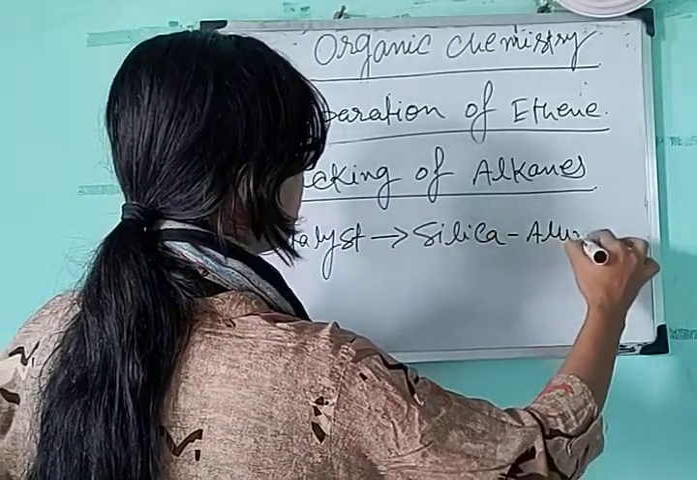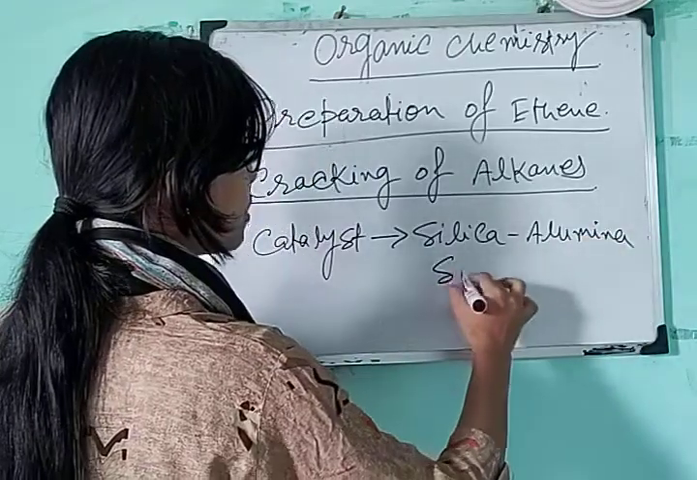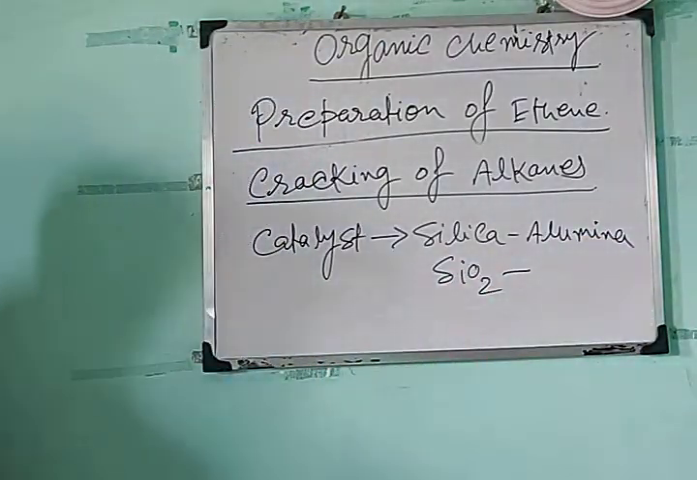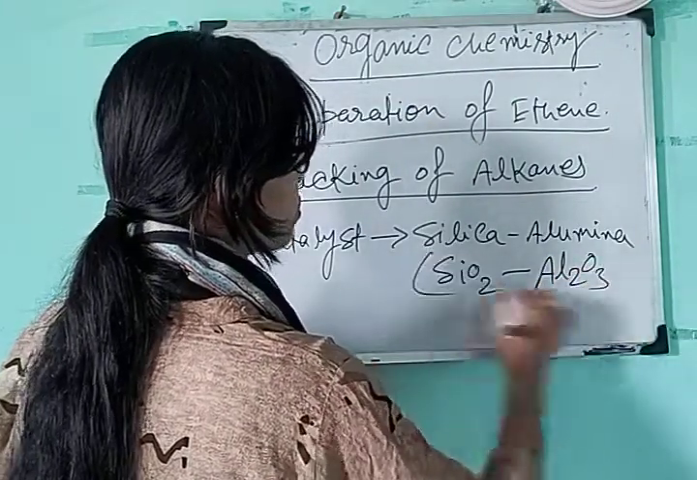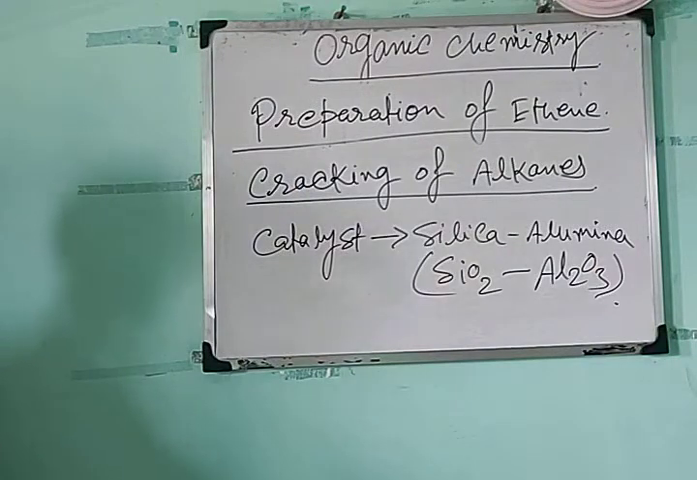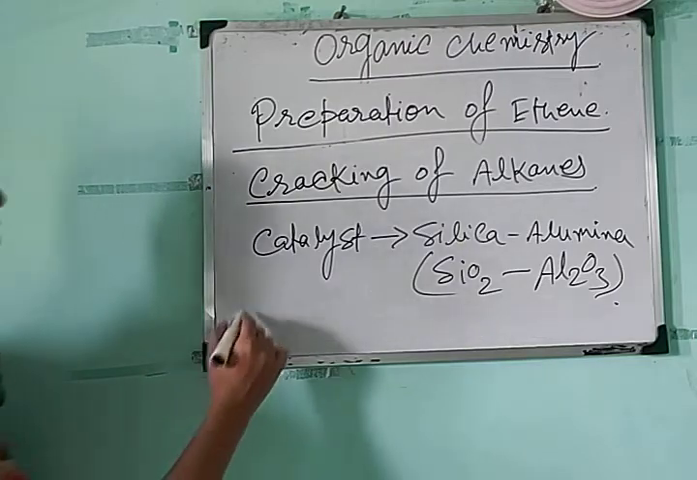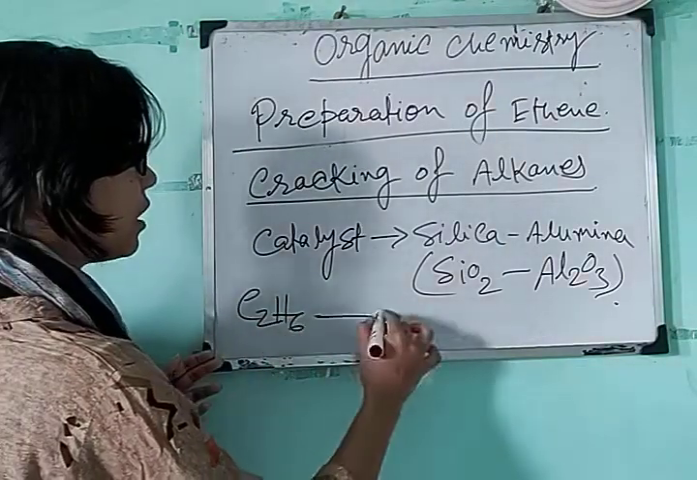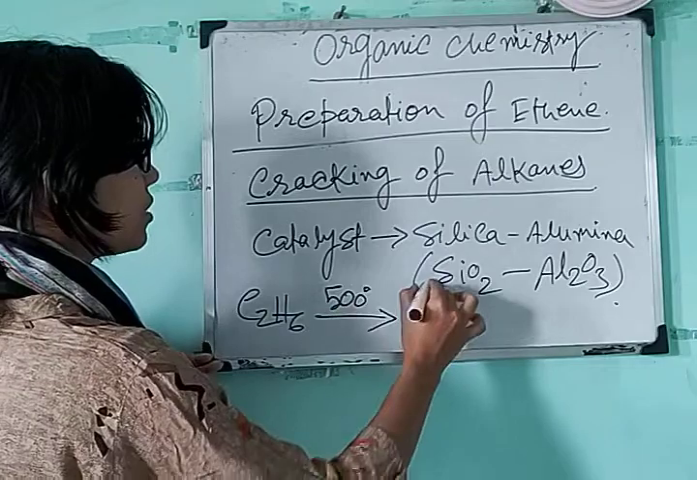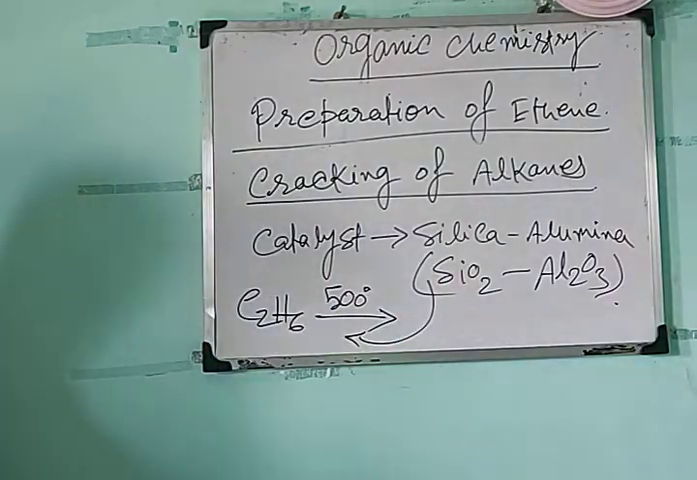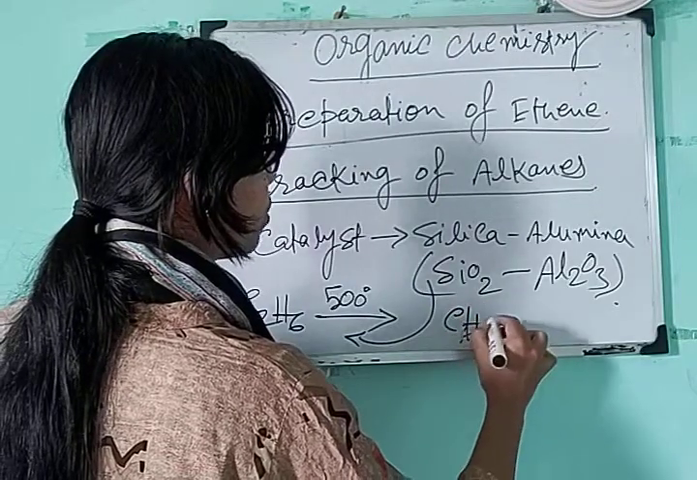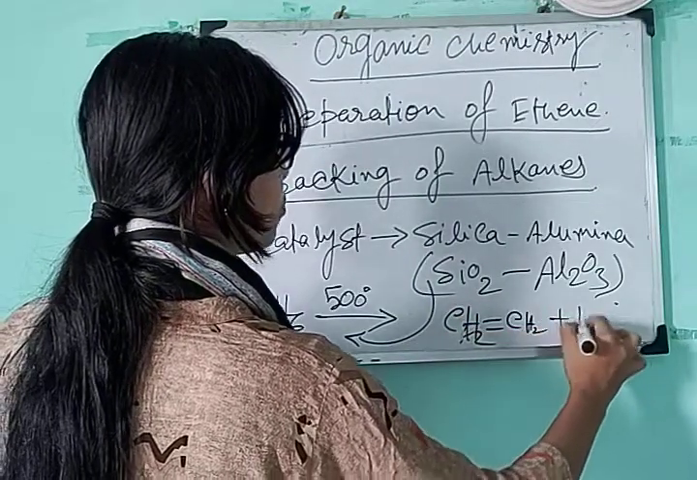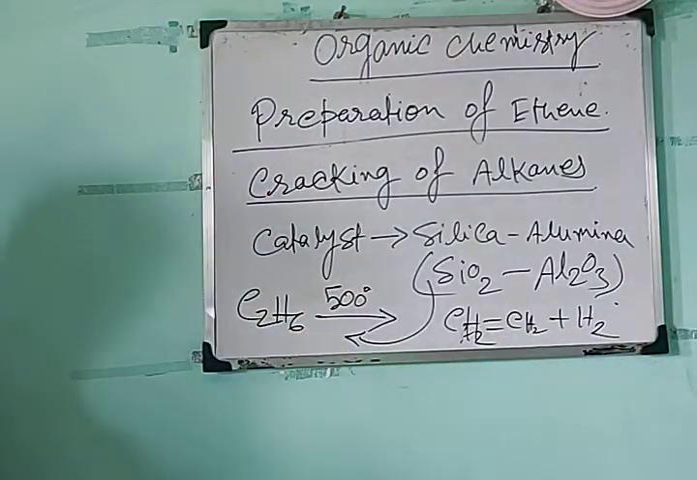Silica alumina mixture. Silica is SiO2 that is contained in sand, and aluminium oxide. Alumina was already discussed, heated alumina, a good dehydrating agent. So this mixture acts just as a catalyst. In the presence of this catalyst, whenever we react ethane at 500 degrees Celsius, at high temperature, automatically ethene will be formed and a hydrogen molecule will be eliminated here.